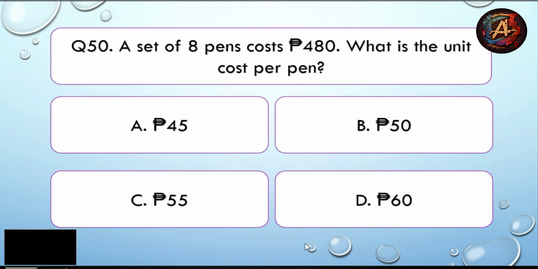Question number 50. A set of 8 pens costs 480 pesos. What is the cost per pen? Is it A, 45 pesos, B, 50 pesos, C, 55 pesos, or D, 60 pesos? I'll give you 5 seconds.